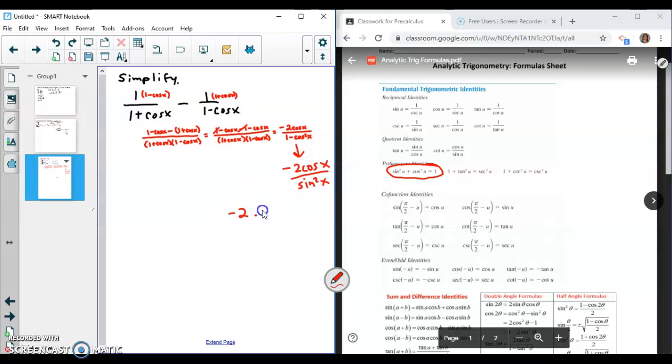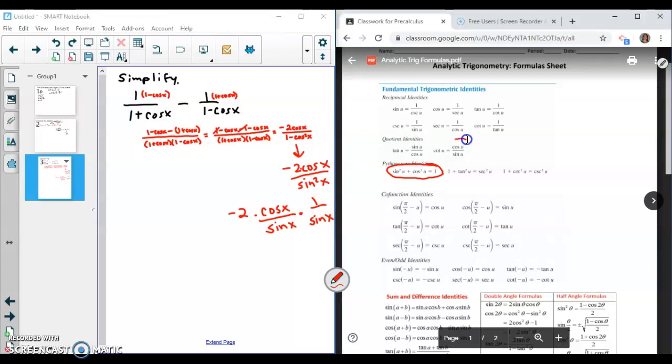times cosine x over sine x times 1 over sine x. And again, all I'm doing is breaking this down into each individual part, so that's multiplication. I have one of my sine x's under cosine, one of them under 1. And what that allows me to do is I don't any longer have to have fractions.